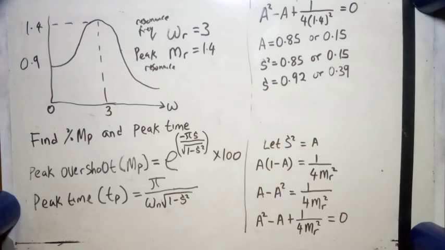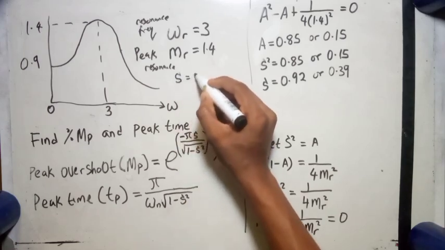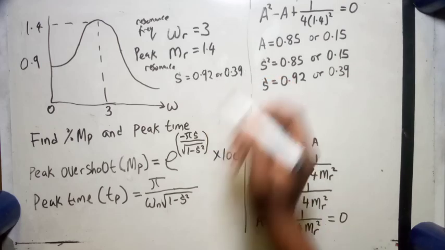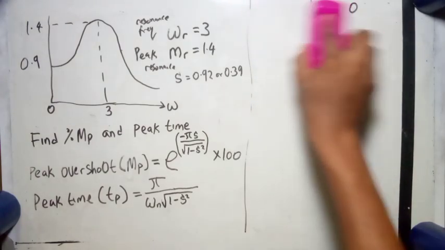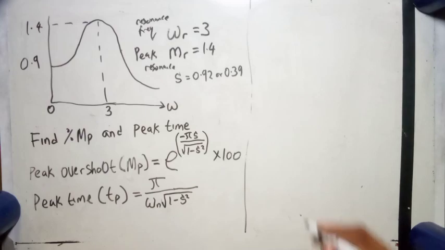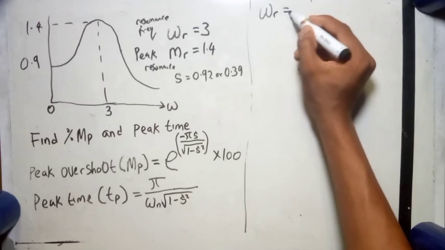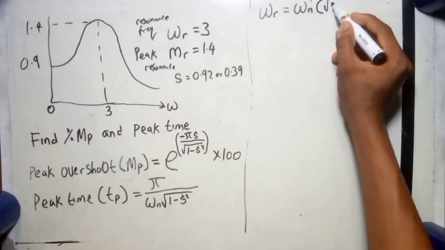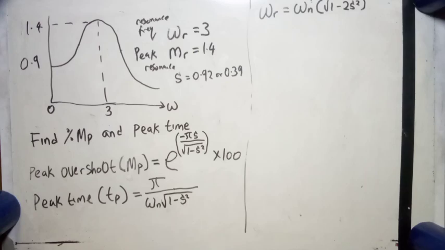Okay. So with this now, we have gotten two zeta. We're going to be using it now to also get our Wn. So now we have gotten that our zeta is 0.92 or 0.39. Now, with this value in mind, we're going to be getting our Wn. Now we know that our omega R, which is our resonance frequency, is equal to Wn times the root of 1 minus 2 zeta square.